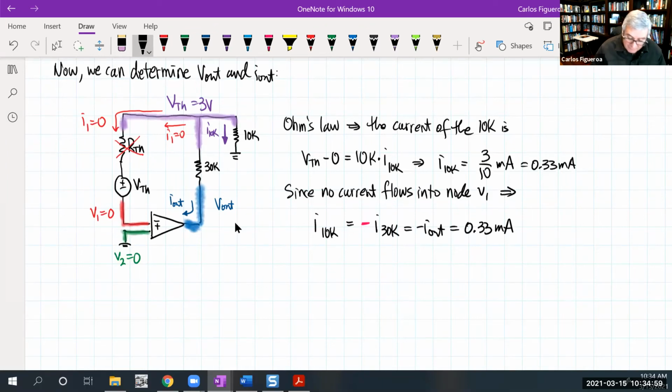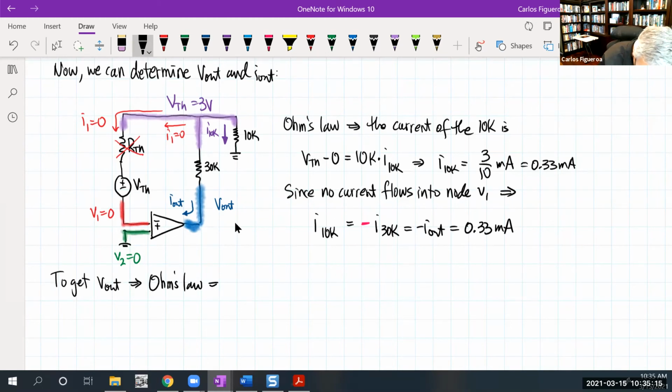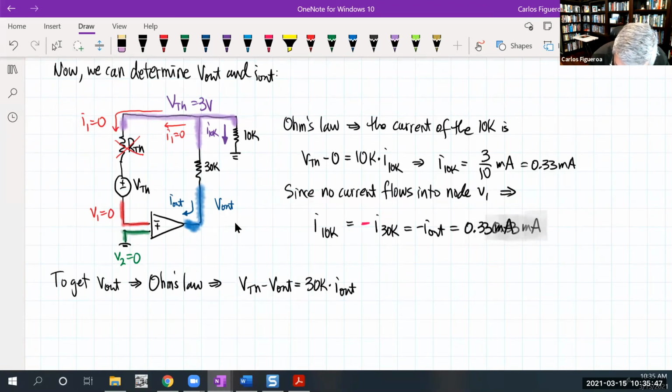So now I apply Ohm's law to get V out. Applying Ohm's law again, well, really the current's going the opposite direction. Because of the way it's shown here, V out is going to be V Thevenin minus 30K times I out. But in this case, let me rewrite this just a tiny bit, because I'm going to take this minus sign out and put it in here, since this is one of the things that we're supposed to compute.